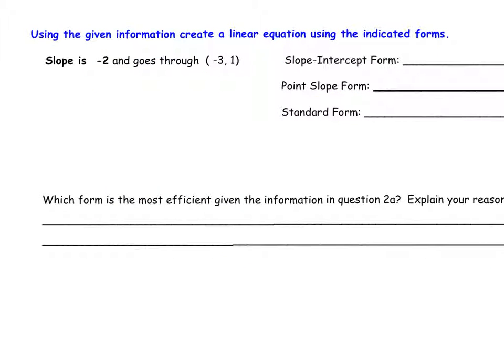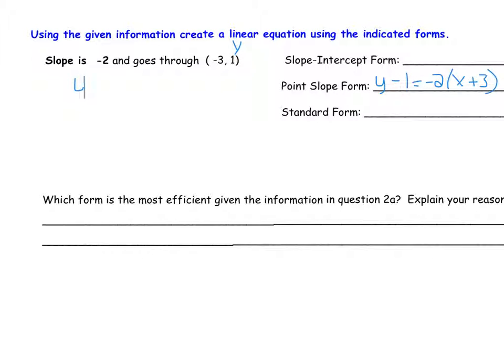All right, what about this one? Here we're given the slope and a point. So again, just like the last one when we were given the slope and the intercept, it makes most sense. The most efficient one is the slope-intercept form. So I'm going to start with that one. So y minus 1, because here's my y, equals -2 times x minus -3, which is plus 3.